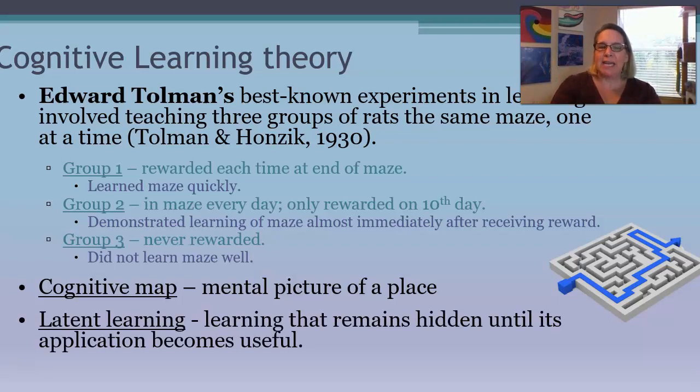So what Tolman said is that this shows latent learning. So latent means that it's there, but you're not really aware of it. So latent learning is this learning that remains hidden until you need to use it. So that second group of rats, they learned the maze. They made a cognitive map in their brain. They learned the maze, but they really only needed to use it after they realized that they were going to get rewarded for it. So latent learning is that learning that remains hidden.